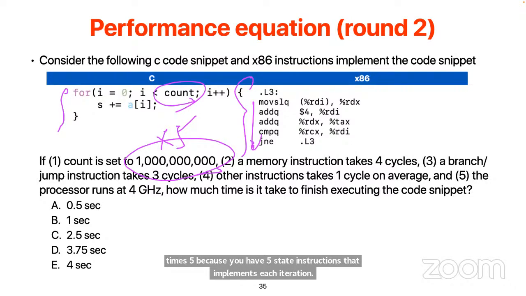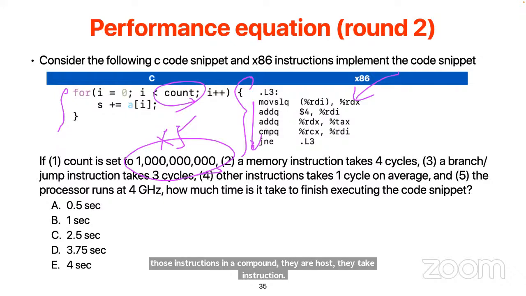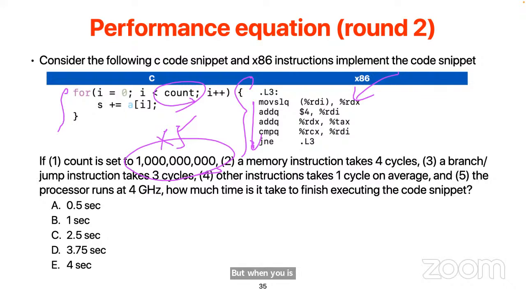When you compile your program, those instructions in the compiled program are called static instructions. But when you execute the program, the instruction instances that you executed are called dynamic instructions. So in this case, you would have a total of 1 trillion times 5 dynamic instruction instances, and within these 5 trillion, one of them is a memory instruction, which takes 4 cycles.